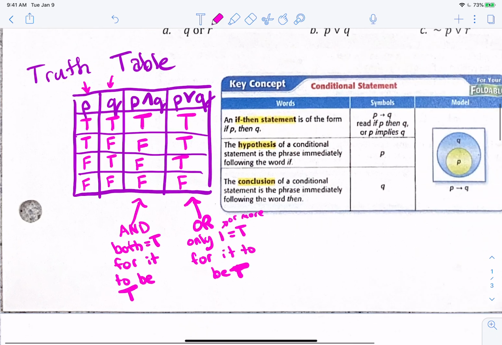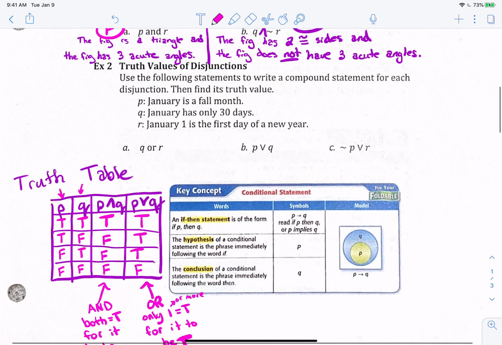Okay, so we're going to cheat on this next one, example 2. Use the following statements to write a compound statement. I'm going to cheat and I'm not going to write the compound statement. We're just going to tell whether it's true or false. On your homework assignment, I will tell you which ones you need to rewrite out and which ones you can get away with just telling me whether they're true or false. Okay, so let's go through P, Q, R and tell which ones are true and which ones are false first.